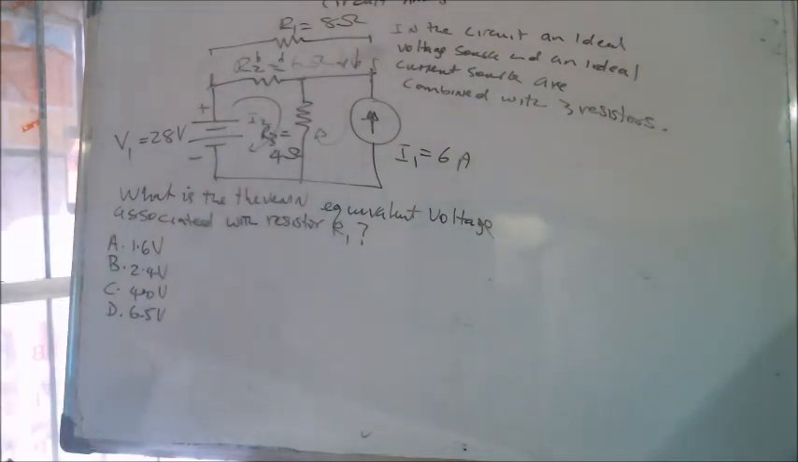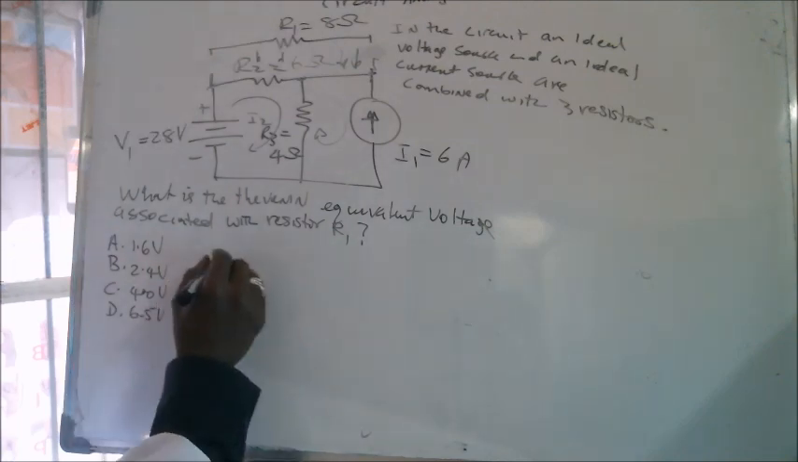First and foremost, we're going to find R-Thev, because they want us to find the equivalent Thevenin voltage. So we're going to proceed first by finding R-Thev. How do we find R-Thev? Remember the rule of finding R-Thev. Our voltage sources have to be short circuited, and our current source is going to be open circuited.